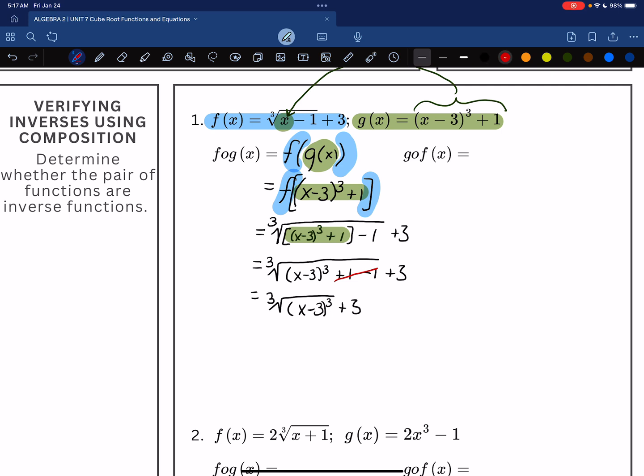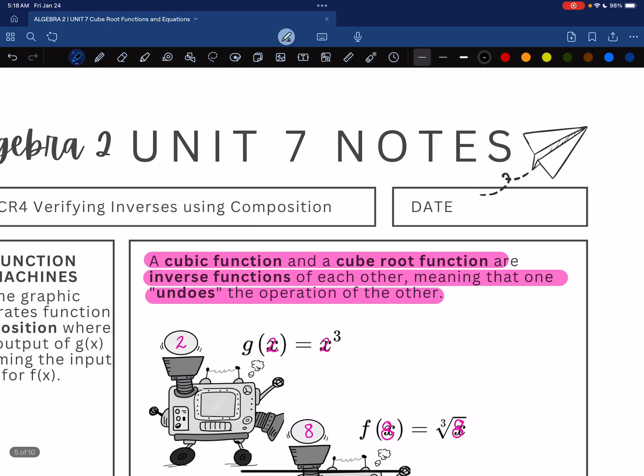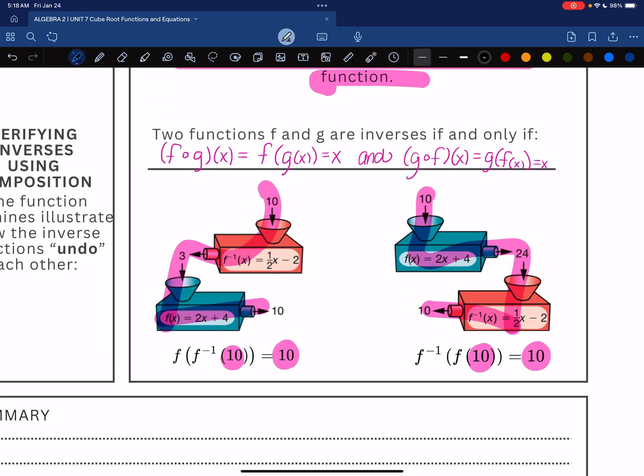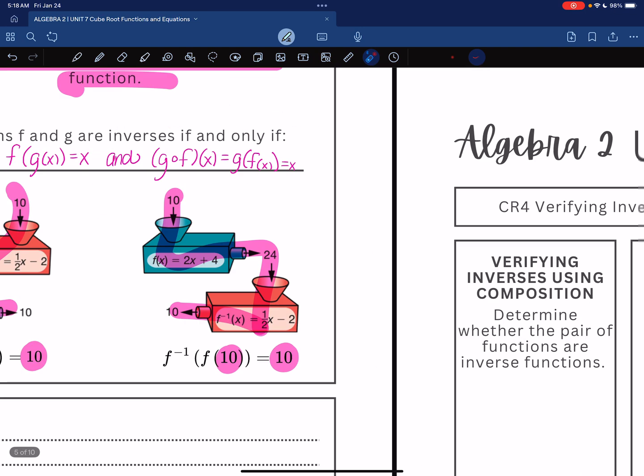Well, look at there. I am cube rooting a group that is cubed. So that's going to cancel each other out. Those are opposite operations, inverse operations. So they undo each other. So what's left was just what was inside of that radical, which is x minus 3. And then I'm adding 3 to that. Well, y'all, if I'm subtracting 3 and adding 3, opposite operations. And so what is left? Just x. That was what we were trying to get. Remember, if they're inverses, when you take f of g of x, you should just get out x as your final output. So far, it's looking good.